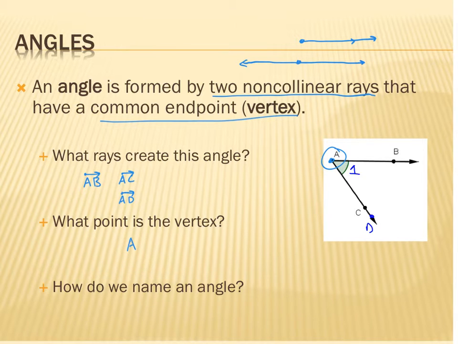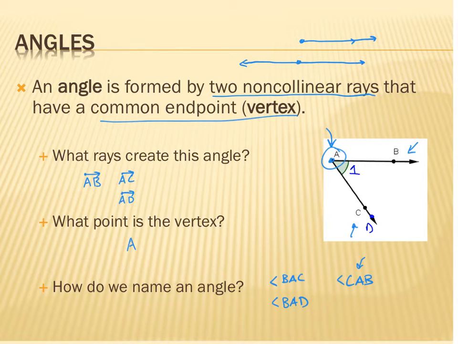Now we name angles as long as the vertex is in the middle. It doesn't matter which side you start with, but you name angles by going from one side of the angle to the other side. So I have angle BAC. I have angle BAD or angle CAB. Doesn't matter if I start on this side or on this side. As long as my vertex is in the middle, it's the exact same angle. Make sure that your vertex is in the middle. Order matters in that one regard. If it's not in the middle, it's not the same angle.